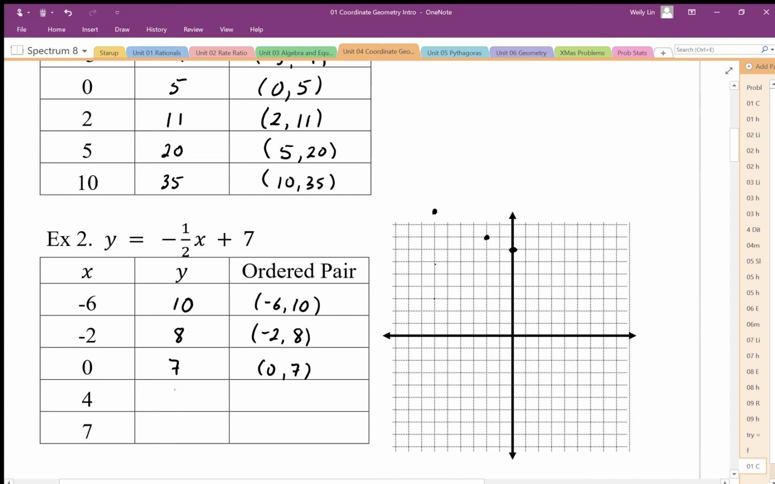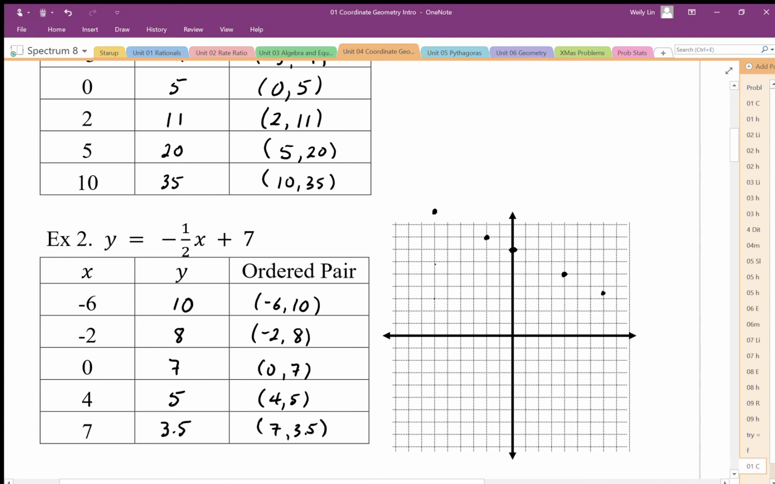And if I plug in 4, I get negative 2 plus 7 is 5. So 4 over, 5 up. Okay, so there's a point there. Now it looks like there's some pattern being generated. It looks like there seems to be a straight line pattern happening here. So I plug in the last point, 7, I get negative 3.5 plus 7 is equal to positive 3.5. So I end up with 7, comma 3.5. Okay, so I go 7 over, 3.5 up.